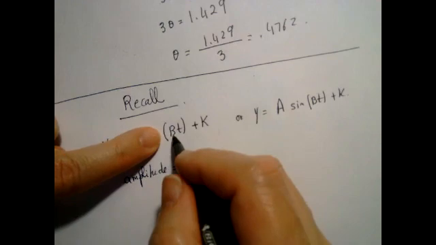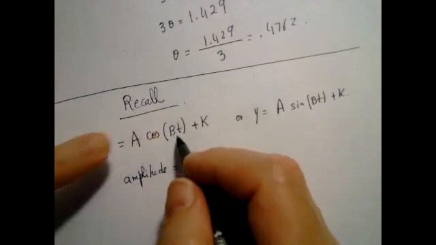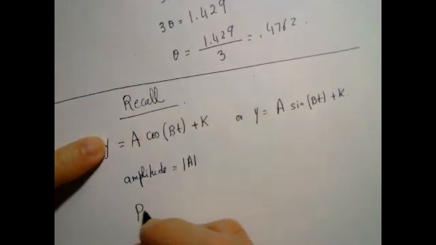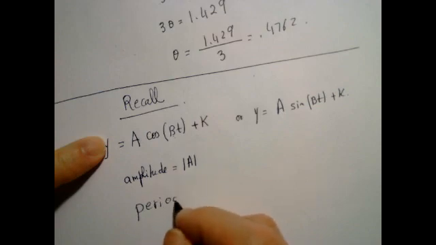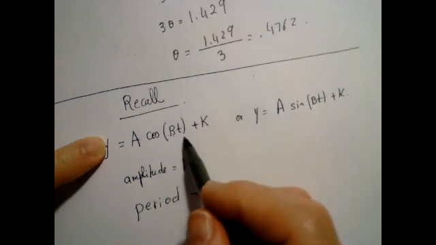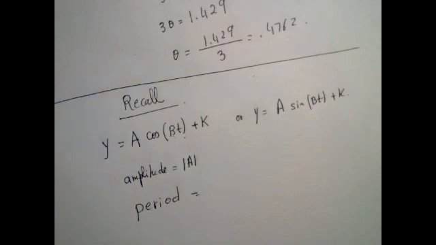Now the B will affect the period. Let us remember what was the formula for the period. So if you have B times T, anybody remember the formula? Anyone?